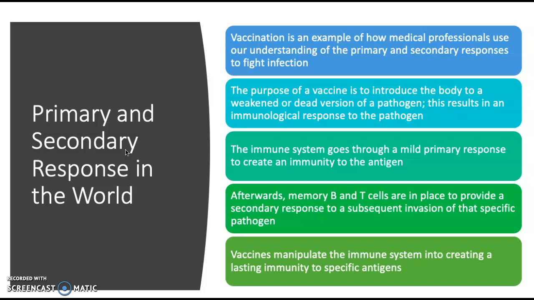And by doing this, it allows the immune system to forego the initial response to a, say, stronger version of the pathogen, and allows it to immediately create a secondary response. So by this, the immune system goes through a much more mild version of the primary response. And then memory B and T cells are in place to provide a secondary response to subsequent invasion of that specific pathogen, which is very important because it allows us to eradicate pathogens that used to kill tons of people.